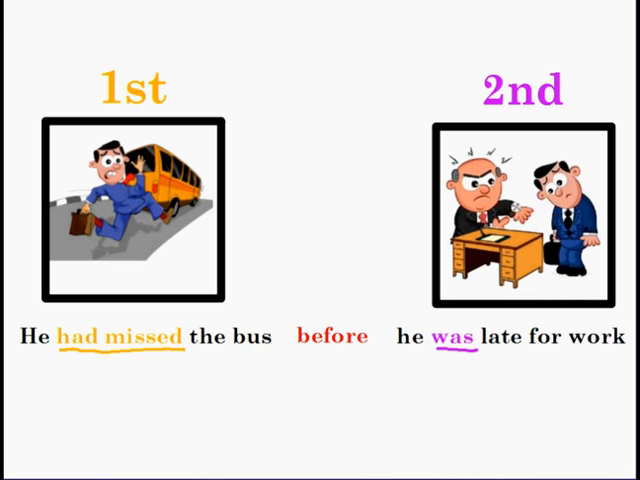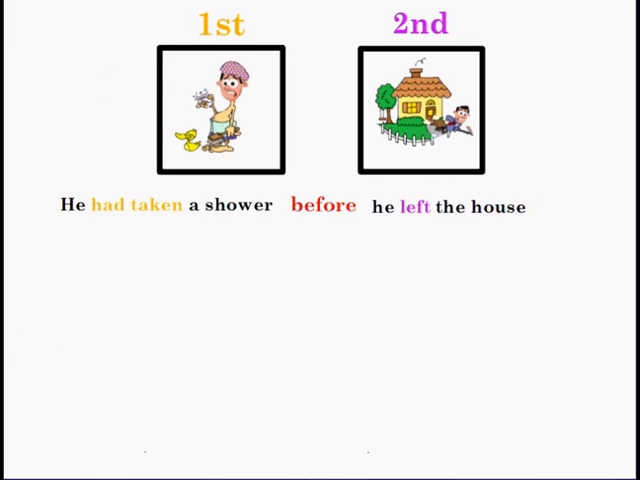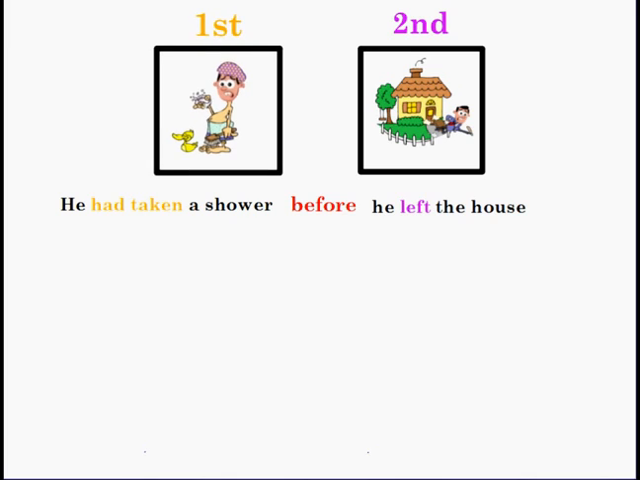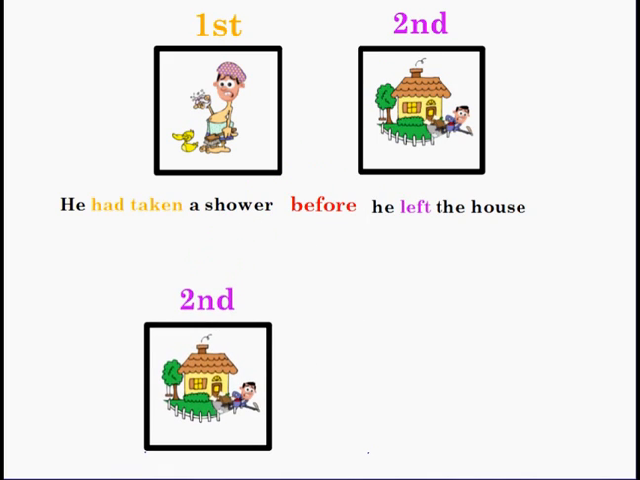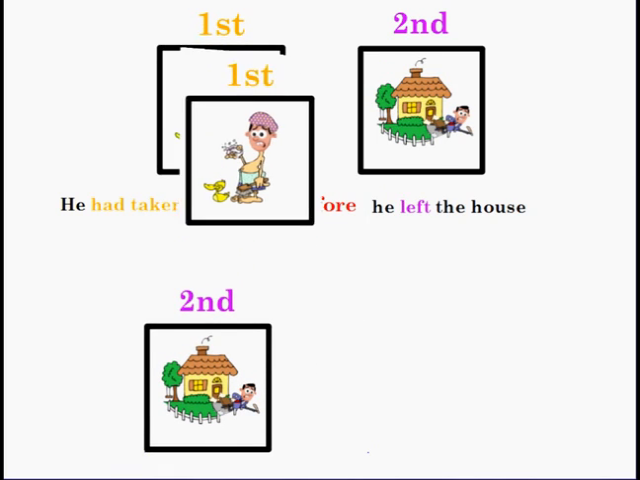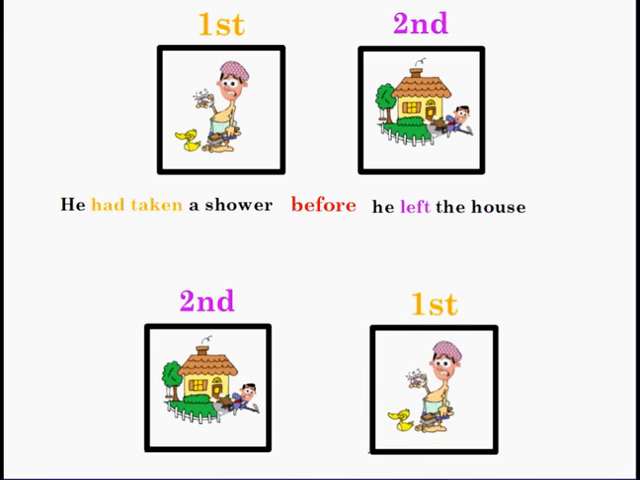Okay. Now, one last thing to think about. So, we said the first action is always the past perfect. And the second action is always the simple past. So I read this sentence like this. He had taken a shower before he left the house. Great. That's a perfect sentence. But we can change the order of things a little bit. Right? I can talk about the second thing that he did before I talk about the first thing that he did. And that's okay. But my grammar needs to be the same.